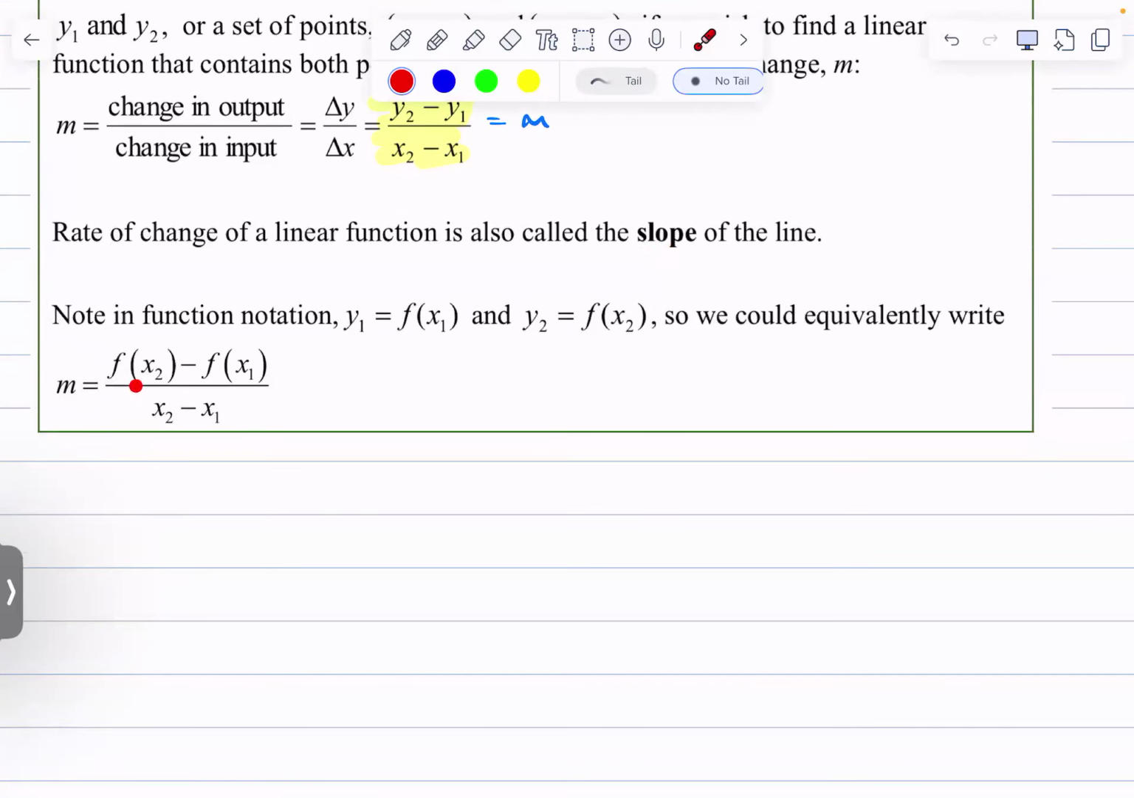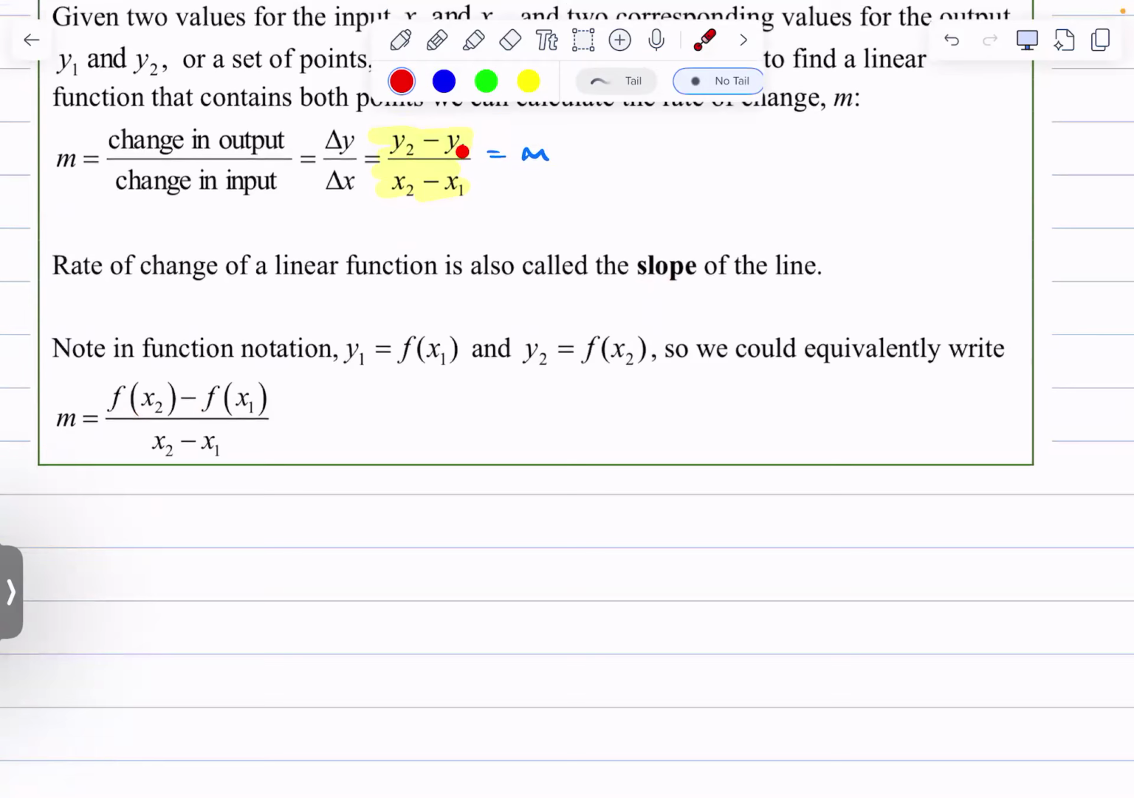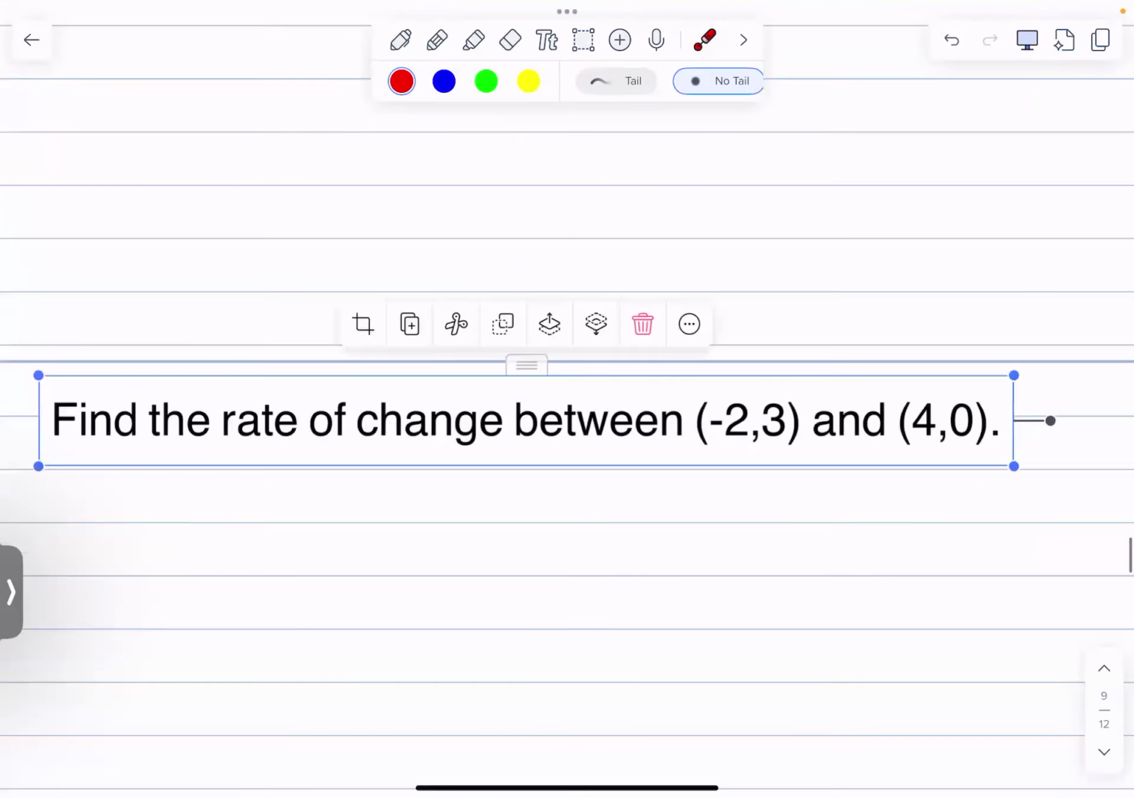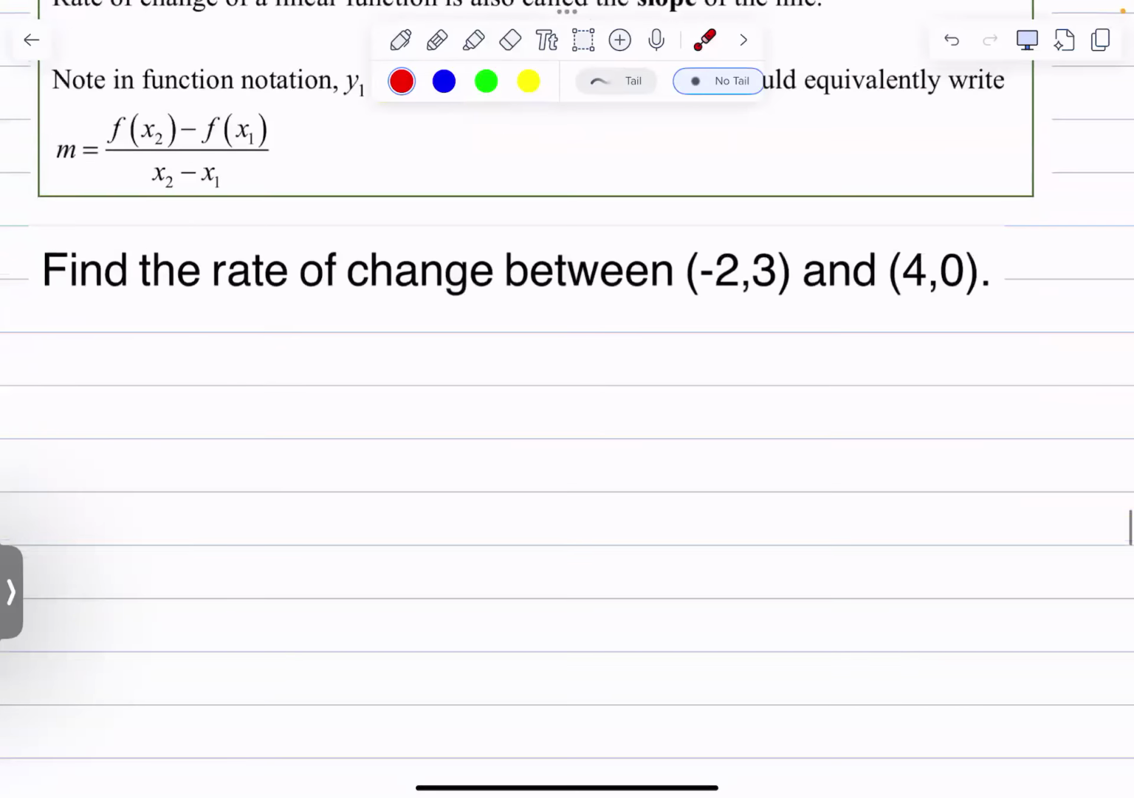We even extended to the function notation: f of x2 minus f of x1, taking the place of y2 minus y1, just a slightly fancier way, but they all do the same thing. So let's practice again, even though we've already done it earlier. I can't remember which section, 1.2, 1.3? Okay.